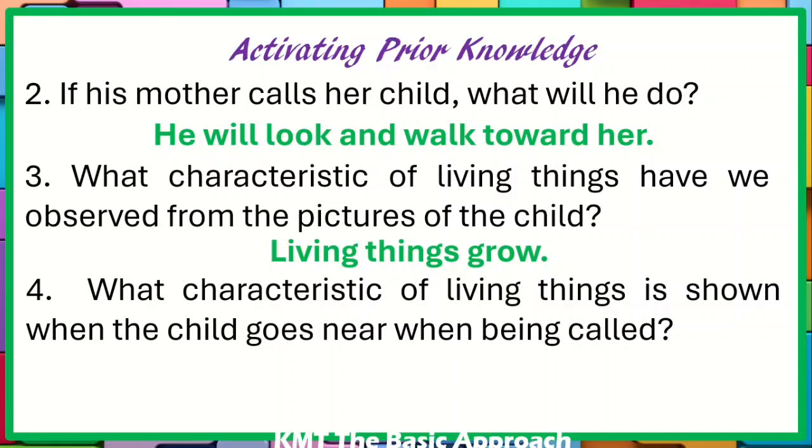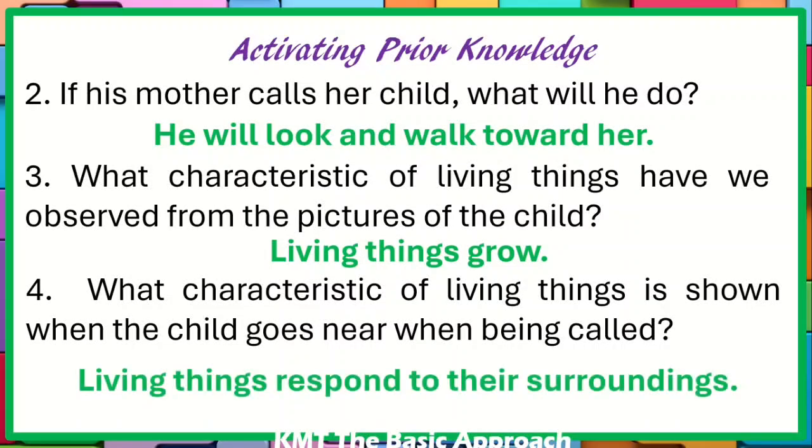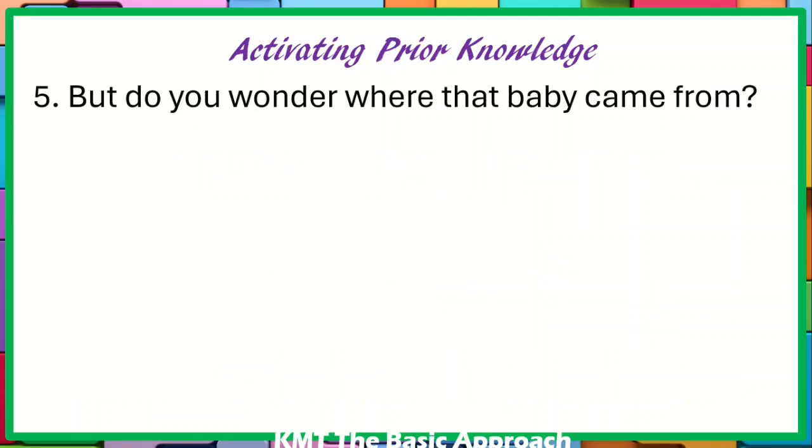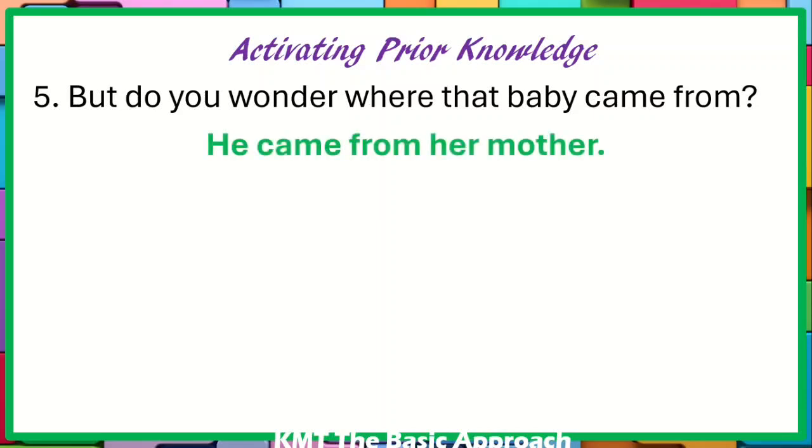Number 4. What characteristic of living things is shown when the child goes near when being cold? Correct! Living things respond to their surroundings. Number 5. But do you wonder where that baby came from? Awesome! He came from her mother.